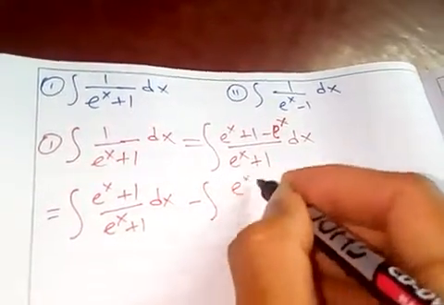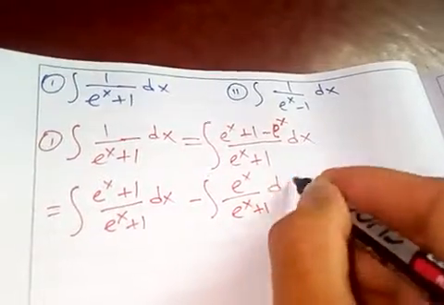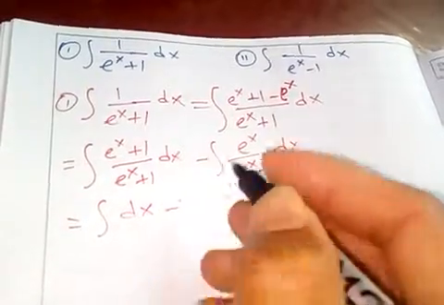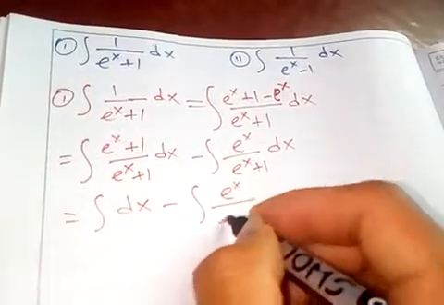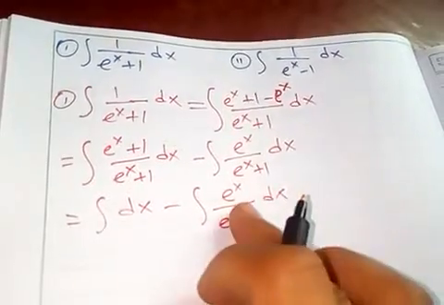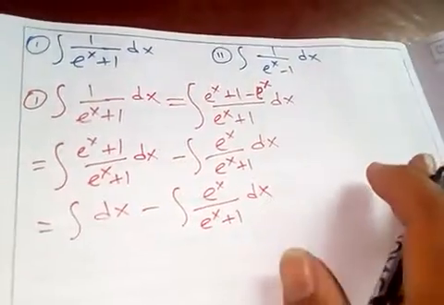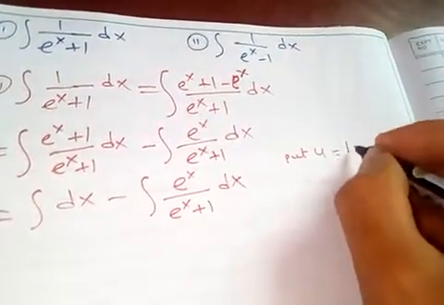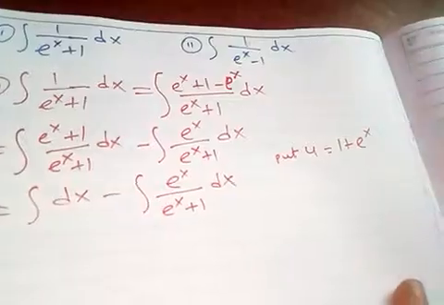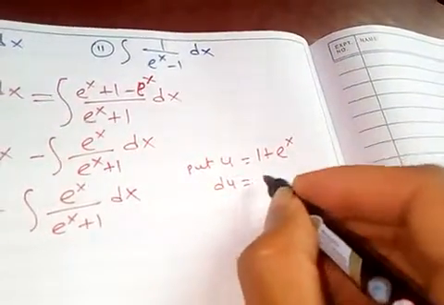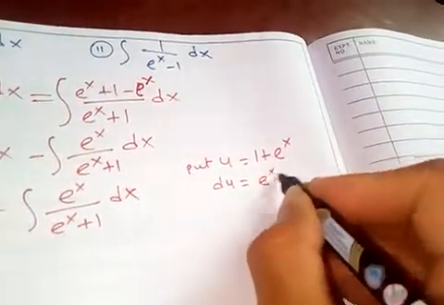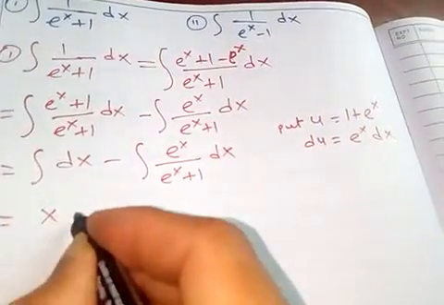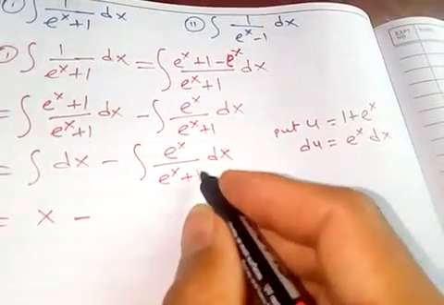Now this is the integral of e to the x plus 1 over e to the x plus 1 dx, minus the integral of e to the x over e to the x plus 1 dx. The first term is just the integral of dx only, and this is e to the x over e to the x plus 1 dx. Here we can use the substitution method. Substitute u equal to 1 plus e to the x. When you differentiate, du will be e to the x dx only. The first term gives x.